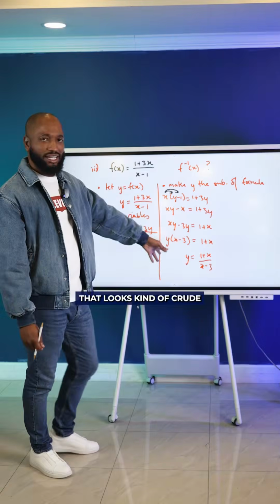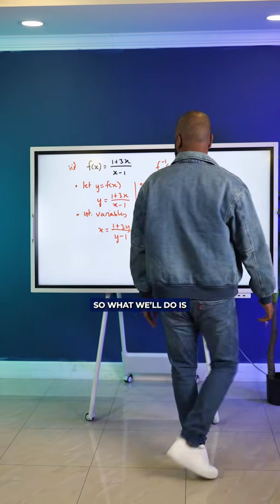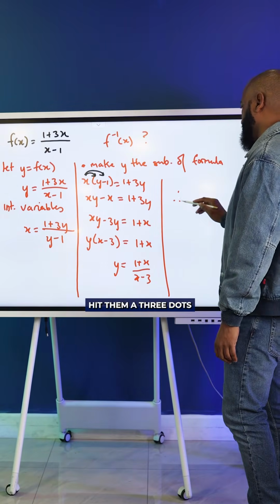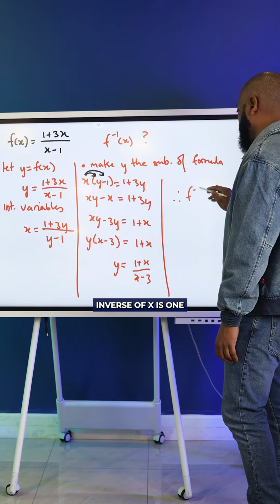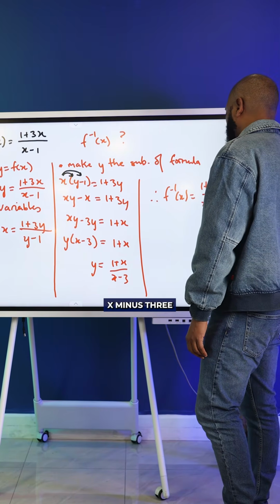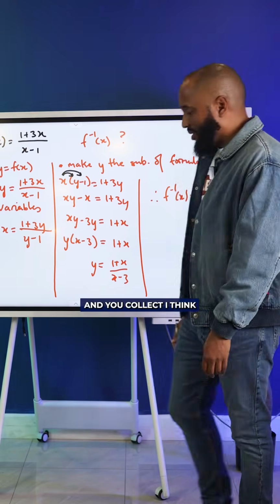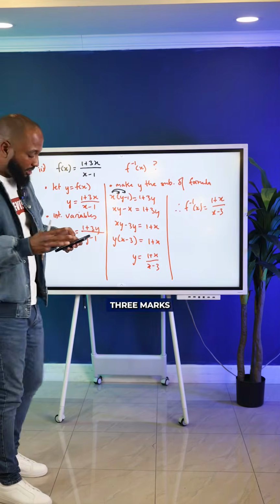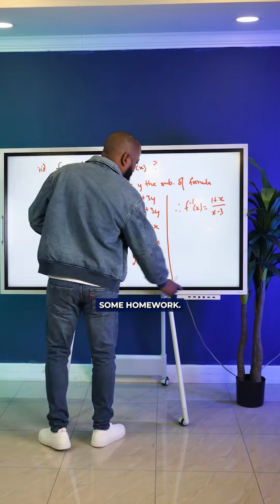So x minus 3. We don't stop right there, that looks kind of crude. So what we'll do is hit them at 3 dots, therefore f inverse of x is 1 plus x over x minus 3. And you collect, I think, how many marks went for this? 3 marks.